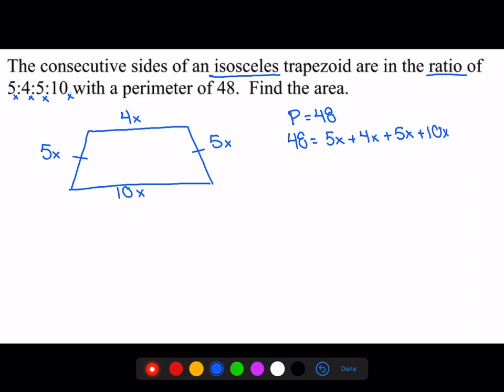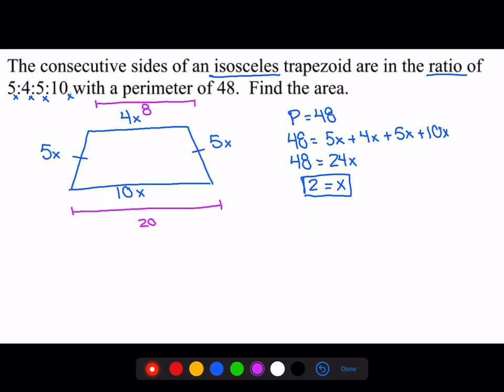This will give me 24x is equal to 48. Therefore, x is equal to 2. Well, if x is equal to 2, this bottom length is 20. This top length is 8. This side length is 10, as is the other side length, 10. I'm actually going to switch those 10s because it makes it look like it's the height when it's not. This is 10, and this is 10.